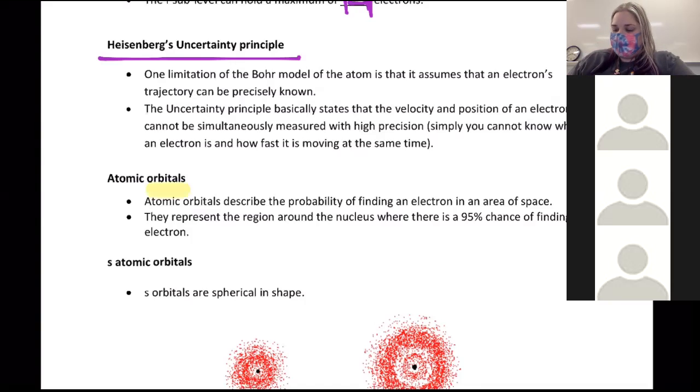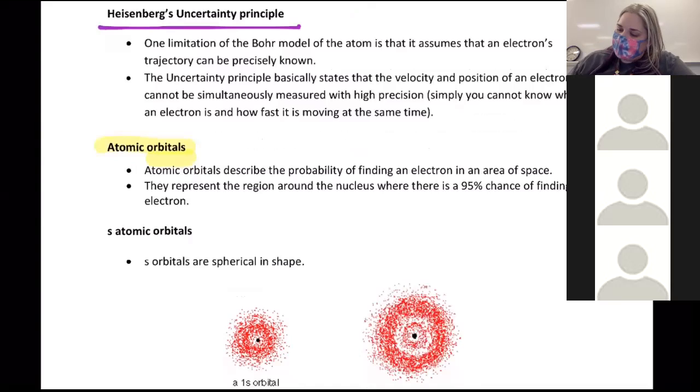And so the atomic orbitals, and what Heisenberg's uncertainty principle says is that the velocity and position of an electron cannot be simultaneously measured with high precision. To translate that into words we can understand, it basically means that we cannot know where an electron is and how fast it's moving at the same time. It's literally impossible, scientifically speaking, to know where it is and how fast it's moving at the same time. So velocity is how fast it's moving and position is where it's located, okay?